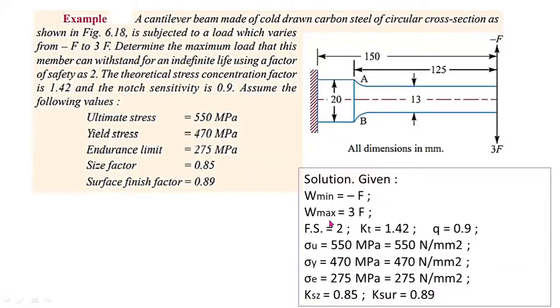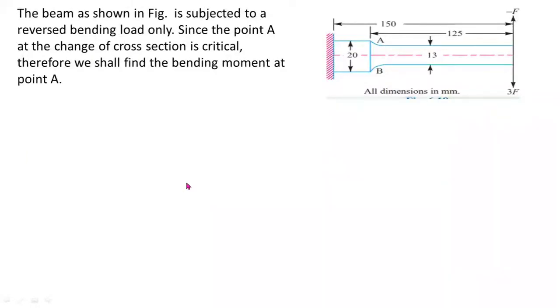By using these given values, you have to find out the value of maximum load acting on the cantilever beam. The beam as shown here is subjected to a reversed bending load. Since the point A at the change of cross section is critical, therefore we shall find the bending moment at point A.